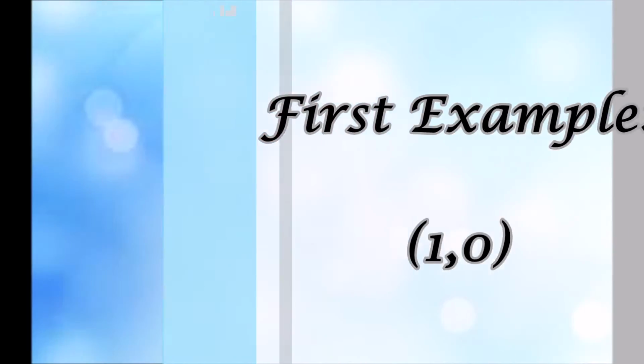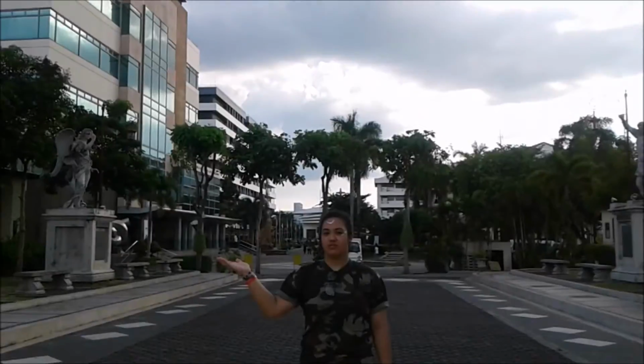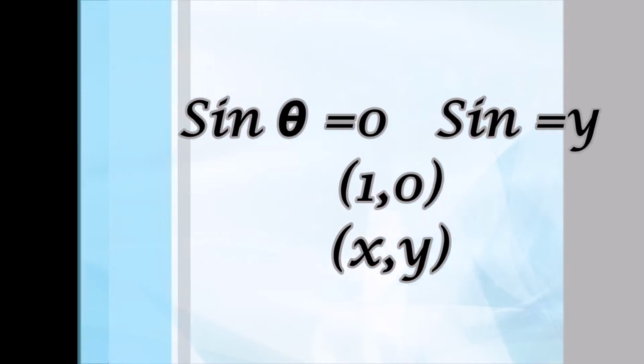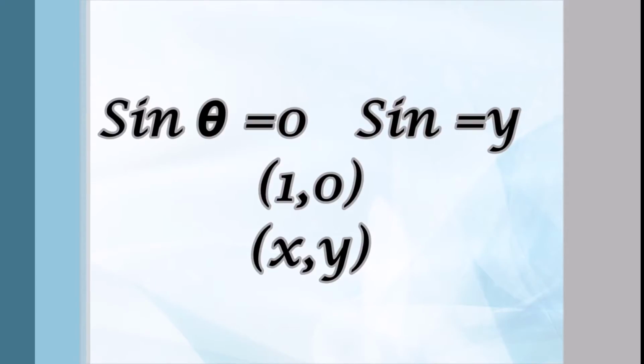Given the coordinate (1, 0), we need to determine the 6 trigonometric functions. First is the sine. The answer is sine theta equals 0, because 0 in the coordinate (1, 0) represents the variable y, and that is the representation of sine.